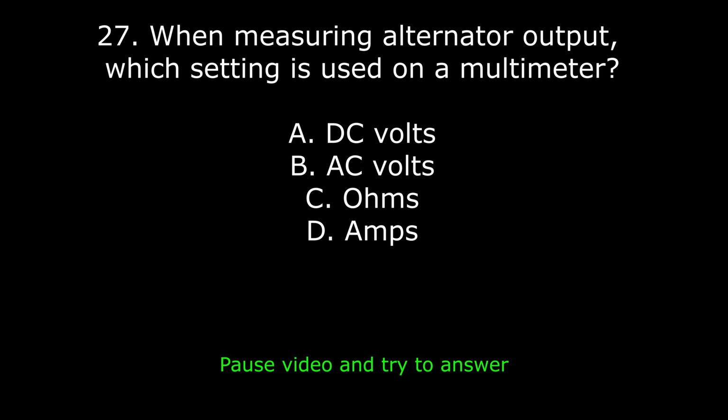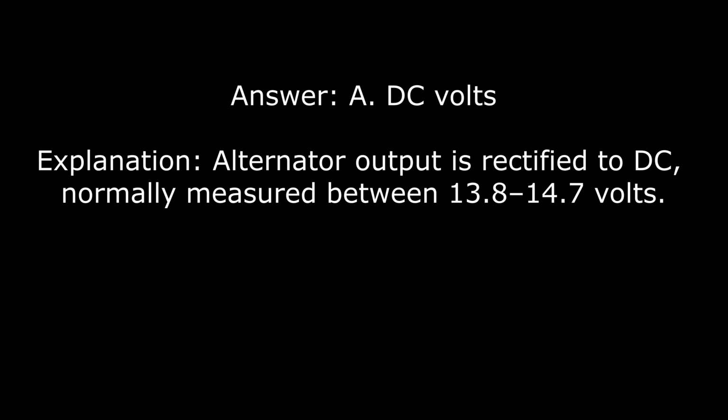27. When measuring alternator output, which setting is used on a multimeter? A. DC volts. B. AC volts. C. Ohms. D. Amps. Answer: A. DC volts. Explanation: alternator output is rectified to DC, normally measured between 13.8 and 14.7 volts.